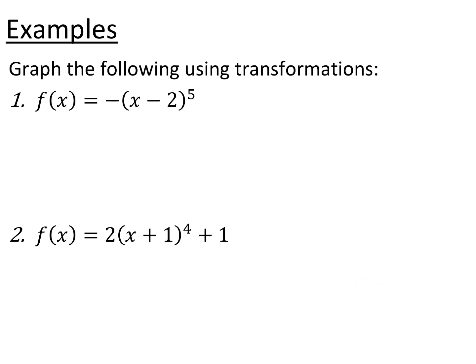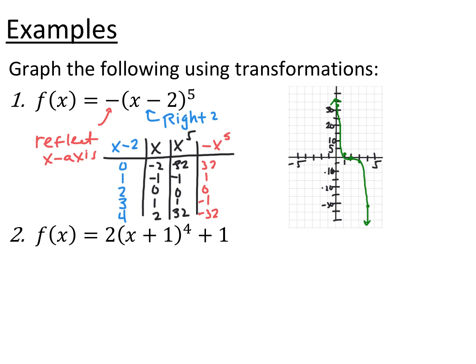Here we have two different power functions, x to the 5th and x to the 4th, which have been transformed. So we're going to describe their transformations and then graph them using transformations. So for this first one, we have a reflection across the x-axis, and then it's been shifted right 2. So I use my table here at -2, -1, 0, 1, 2: -32, -1, 0, 1, 32. And then I reflected everything across the x-axis by multiplying all the y coordinates by -1, and then I shifted it right 2 by adding 2 to all my x coordinates, and so I end up with 0, 32; 1, 1; 2, 0; 3, -1; and 4, -32. And it looks like this.